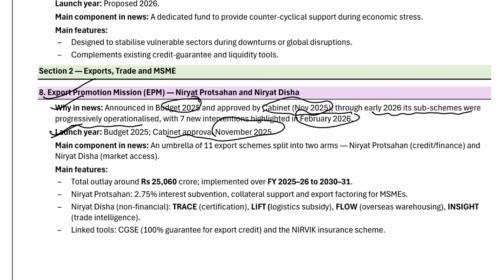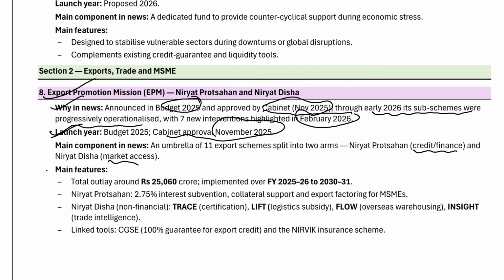So please try to understand what the two pillars of this scheme are. The two pillars of this scheme are Niryat Protsahan and Niryat Disha. What does Niryat Protsahan mean? Credit and finance. And what does Niryat Disha mean? Market access. Please try to remember. This scheme has two pillars: one is Niryat Protsahan and another is Niryat Disha.